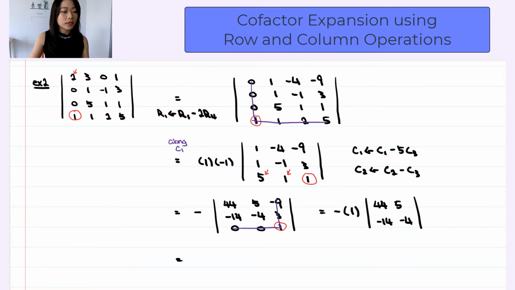So this equals negative of 44 times negative 4, that is negative 176, and minus 5 times negative 14, that is plus 70. So the determinant of this 4 by 4 matrix is 106.